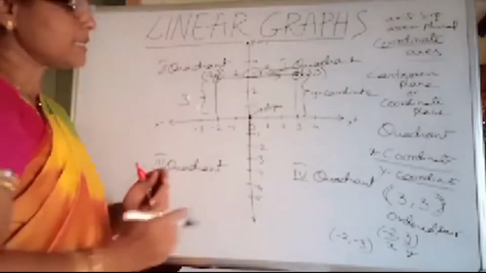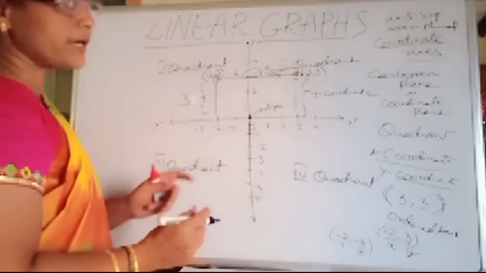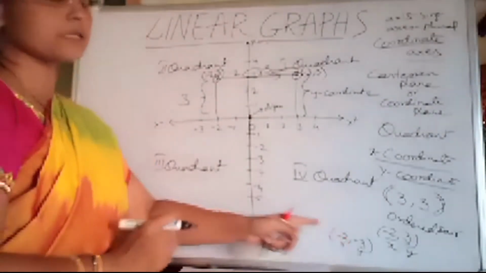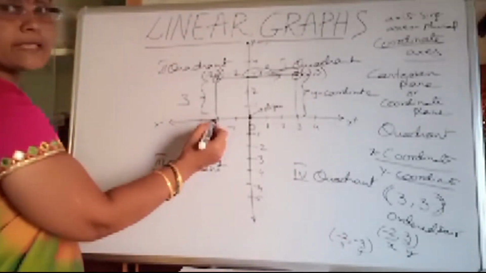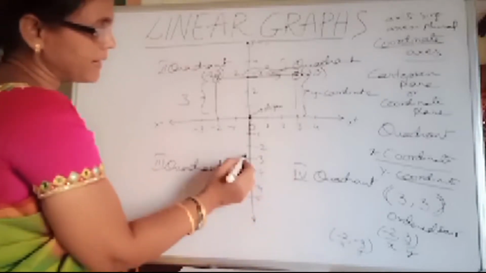Again, let us select. This is the x-coordinate. This is called the y-coordinate. The x-coordinate should be selected on the x-axis, and the y-coordinate should be selected on the y-axis. So coming to here, on the x-axis I can see -2, and on the y-axis I can see -3.